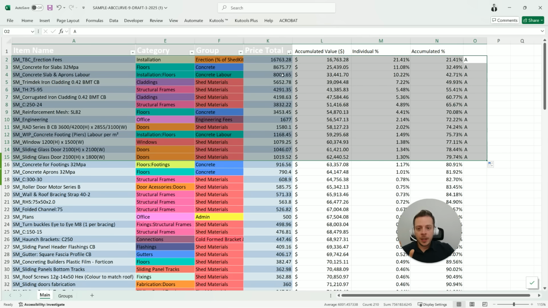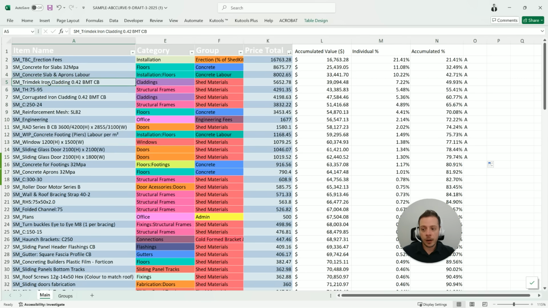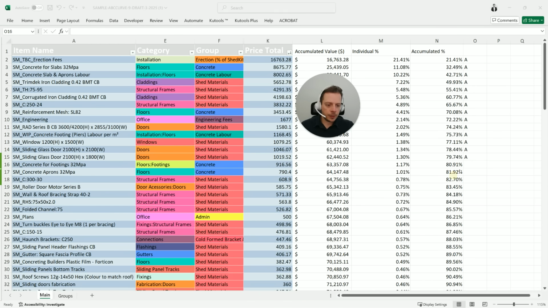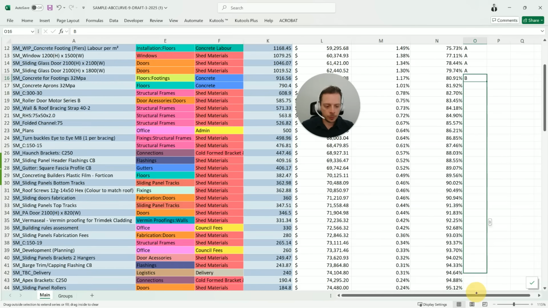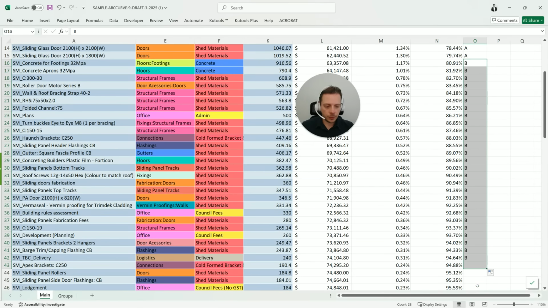So look at this. When we're pricing sheds, we need to focus on what matters. And for this shed specifically that I'm using as an example, what matters is erection, concreting, iron cladding, structural frames, reinforcement mesh, engineering fees, roller door pricing, some big openings or sliding glass doors. And then we have those items that combined, I'm going to call them B. They're going to go from 80 to 95%.